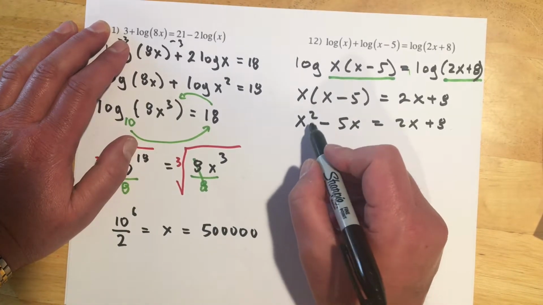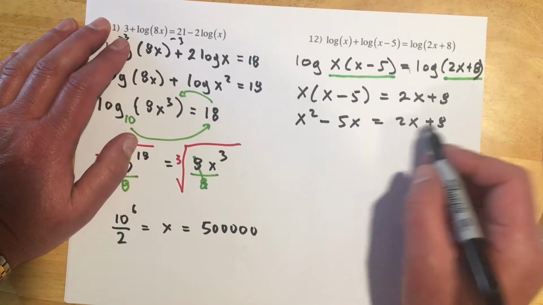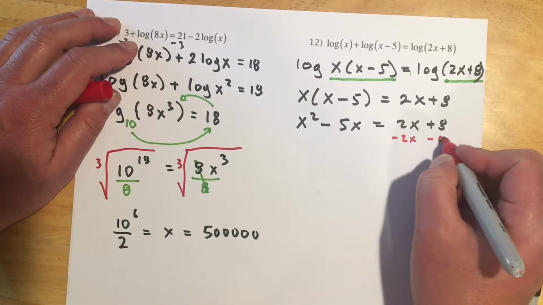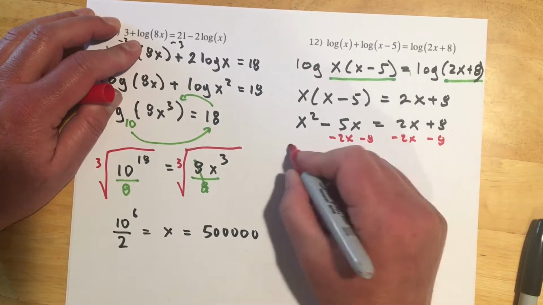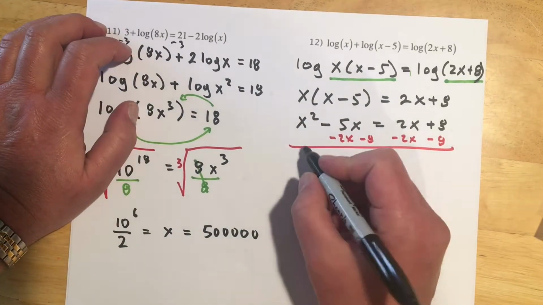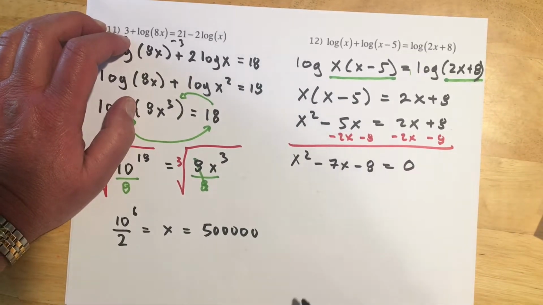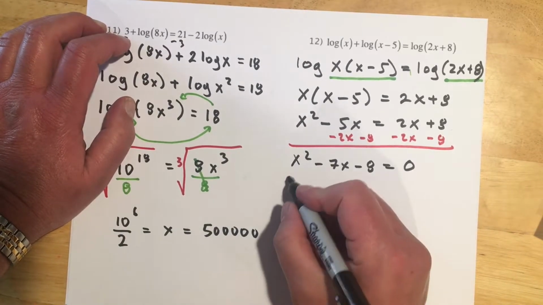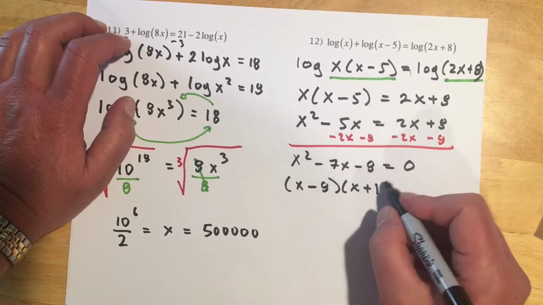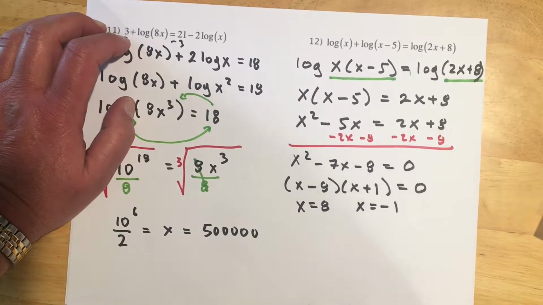And then right here I can see that it's a quadratic, so that means I want to get everything equal to 0 so I can factor and solve it. So my next move will be to subtract over the 2x and the 8. Could have gone the other way, but much easier to factor with the positive leading term. So x squared minus 7x minus 8, and now that equals 0. So from there, I can factor, and x minus 8 and x plus 1 would multiply to negative 8, add to negative 7. And then x equals 8, x equals negative 1.